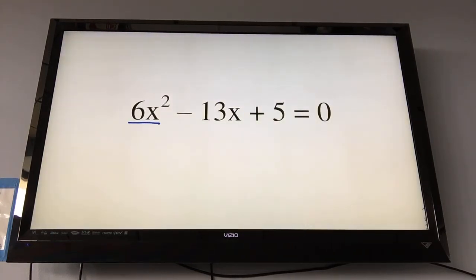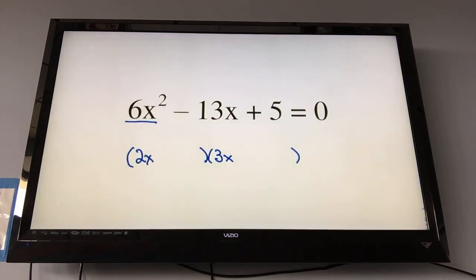Landon, what are my options for 6? 2 and 3. Okay, I like that best, so let's try that first. Isn't it better to have like an even and a negative?